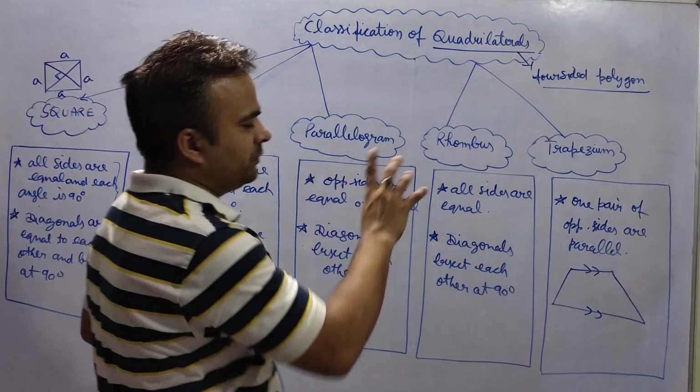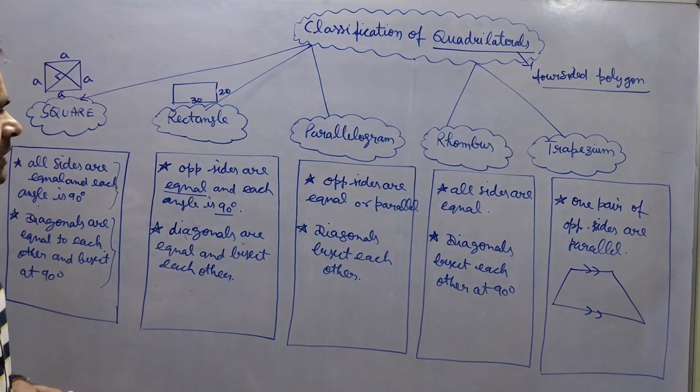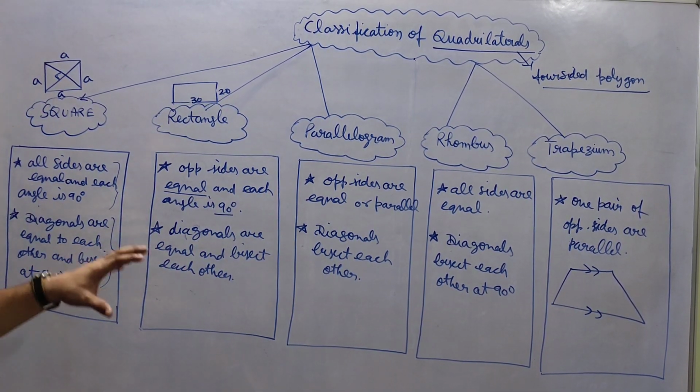Now after that we have one more figure, that is a kite. We will explain it, but before this we are correlating all these things together.